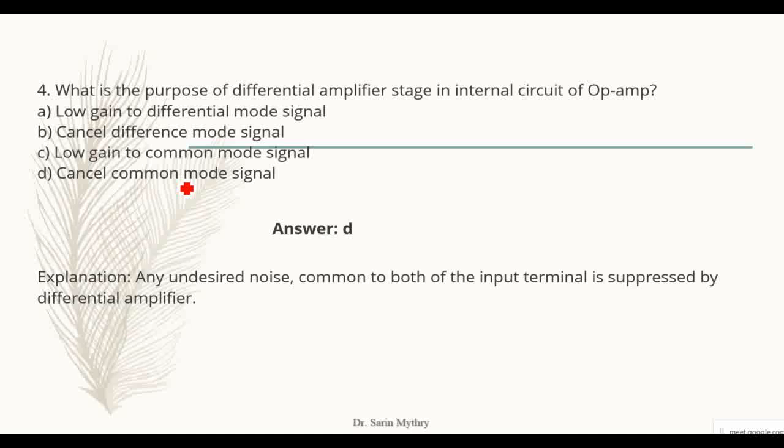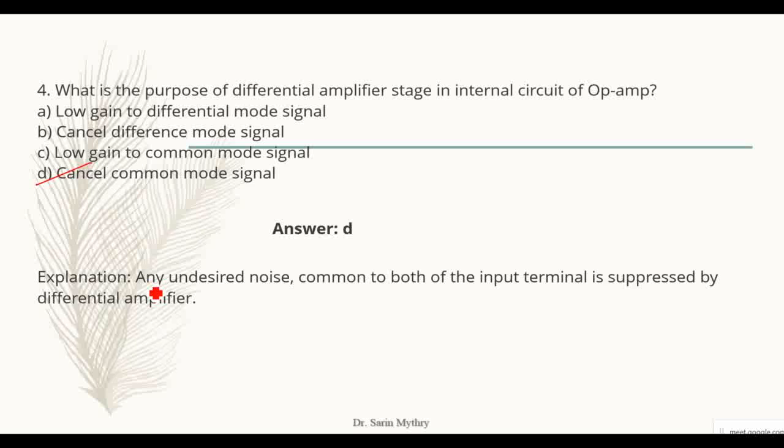Means what? In the differential amplifier, it is going to cancel the common mode signals. Ultimately, the common mode signals are nothing else but the noisy signals. Those noisy signals are being cancelled over here. We all know that a common mode signal is a noisy signal. So that's why the fourth option is the correct one. So explanation C here now: any undesired noise which is common to both the inputs is suppressed by the differential amplifier. That's why it is called a differential amplifier.